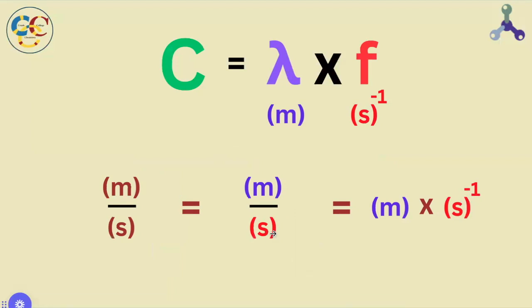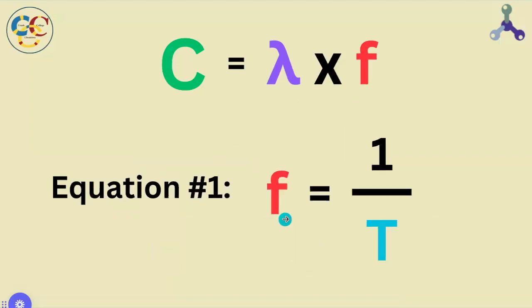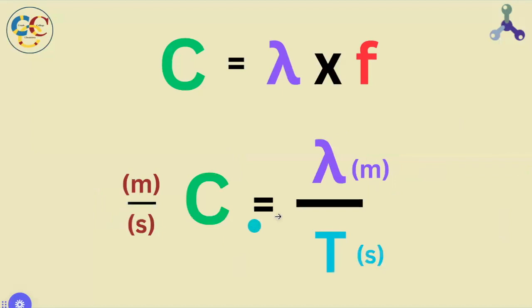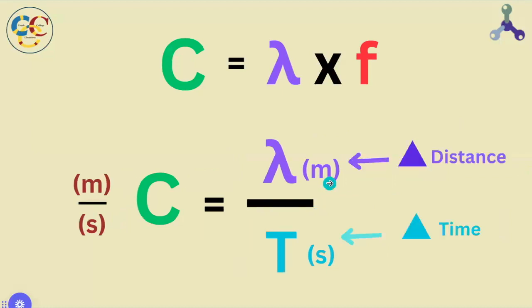Let's bring in equation 1 to really marry everything together. Substitute frequency with what it's equal to, 1 over T, and we derive c is equal to lambda over T. And we can see that the units work out, and in fact, they're way more intuitive from a conceptual standpoint. If speed equals the change in distance over change in time, here's our change in distance, and here's our change in time.